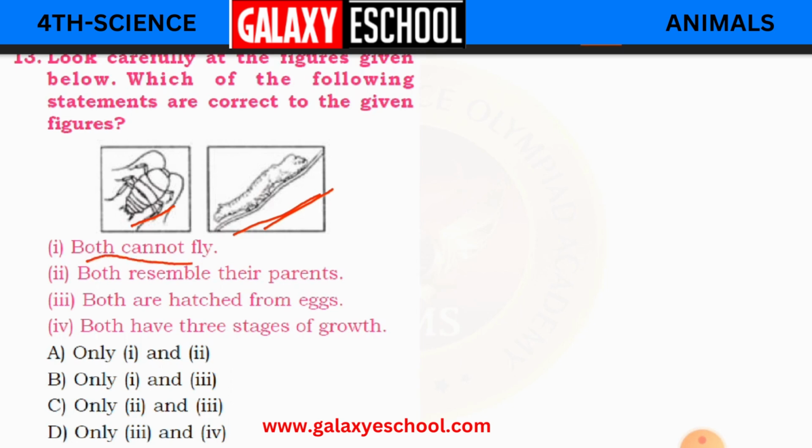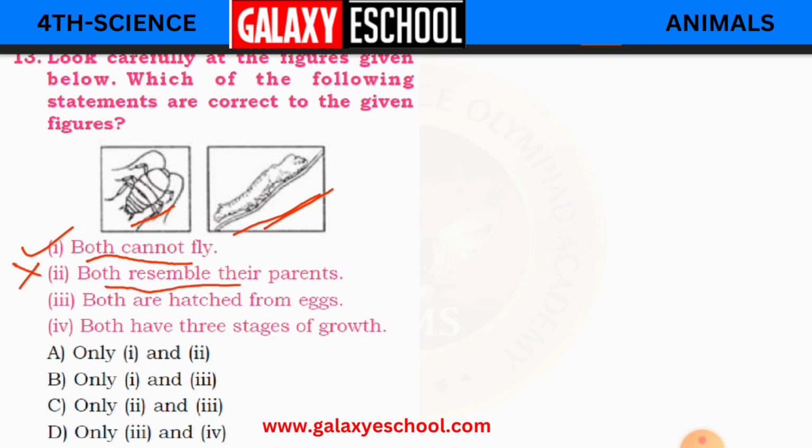Both cannot fly. Okay, so can a caterpillar fly children? And can this cockroach fly? So they can't fly. So this is the correct statement. Okay, now we'll see with the second one. Both resemble their parents. Is it true? The young cockroach and the young butterfly, do they resemble their parents? No, they do not resemble the parents. So that is why the second statement is a wrong statement.